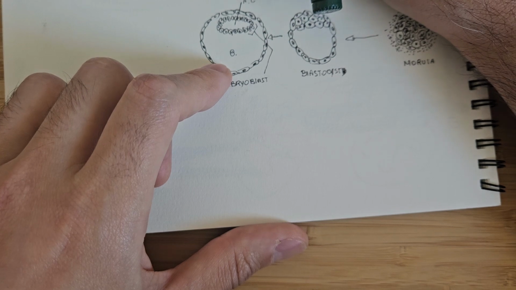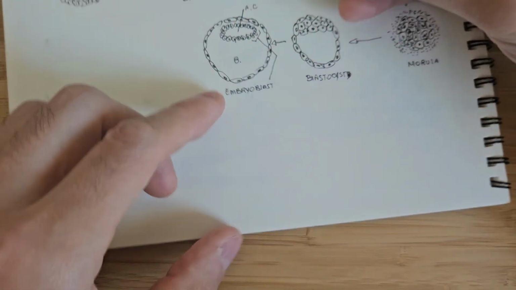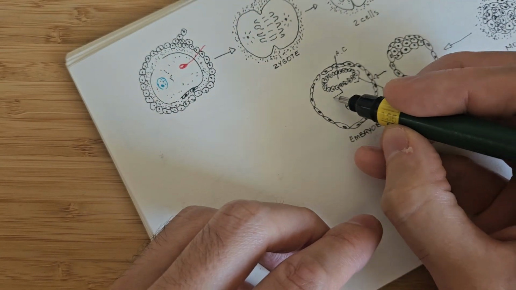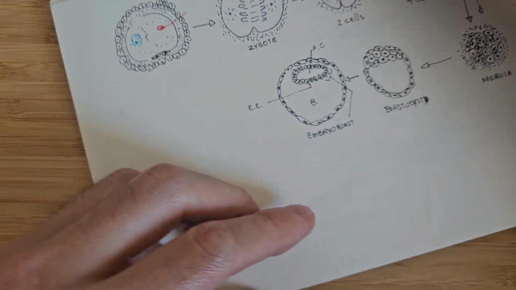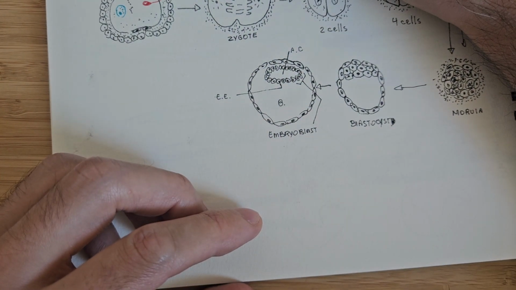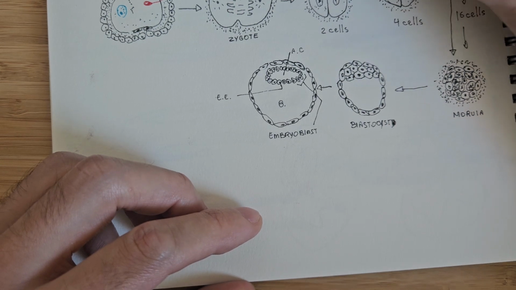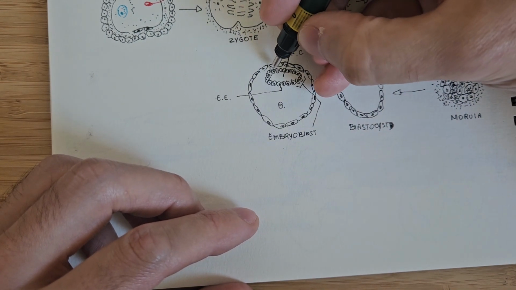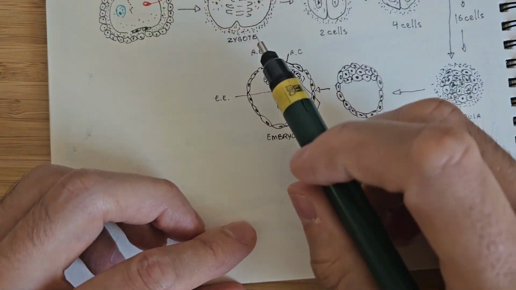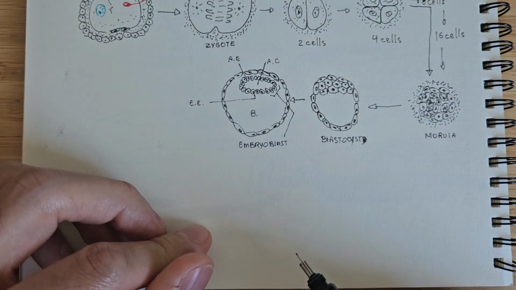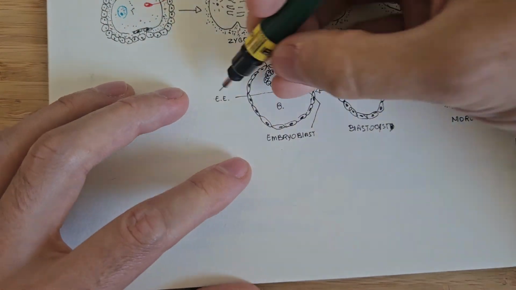We have the embryonic ectoderm here. And then we have the amniotic epithelium here. Okay, I recommend you to have a look at these structures. Okay, the next one.